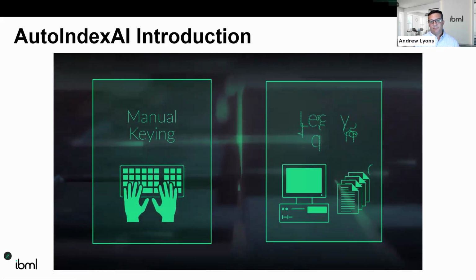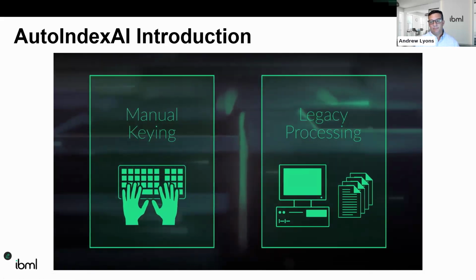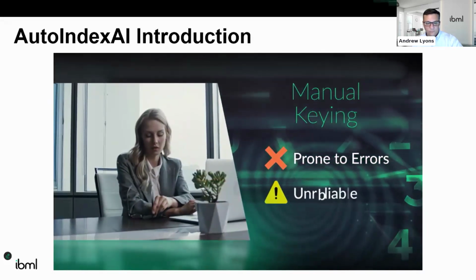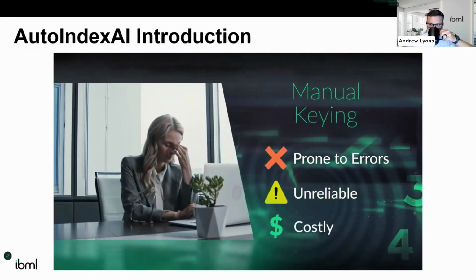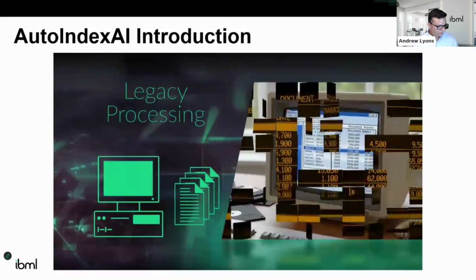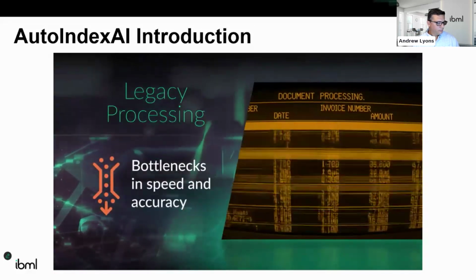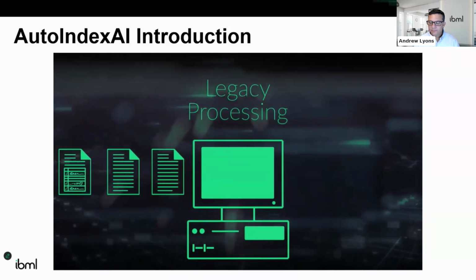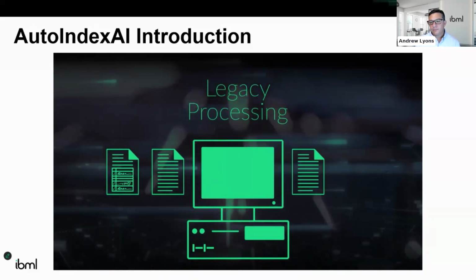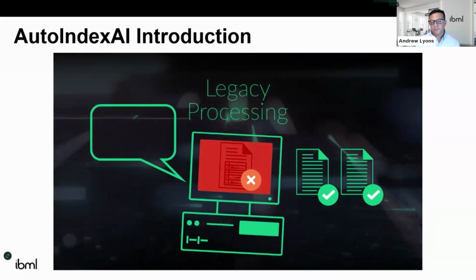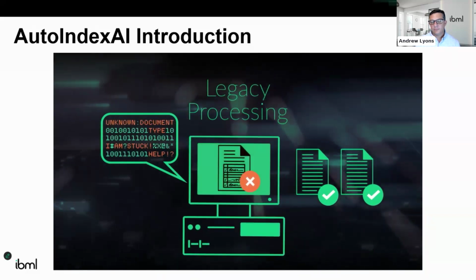Are manual keying and outdated document processing systems slowing you down? Manual data entry is prone to human error and fatigue, leading to unreliable data and costly mistakes. And if you're still using a legacy capture system to automate data entry, you're likely running into constant bottlenecks, both in speed and accuracy. These older systems just aren't built to adapt quickly in a world where document types change all the time. Setting up each new document is time-consuming and often expensive, sometimes even requiring professional services.